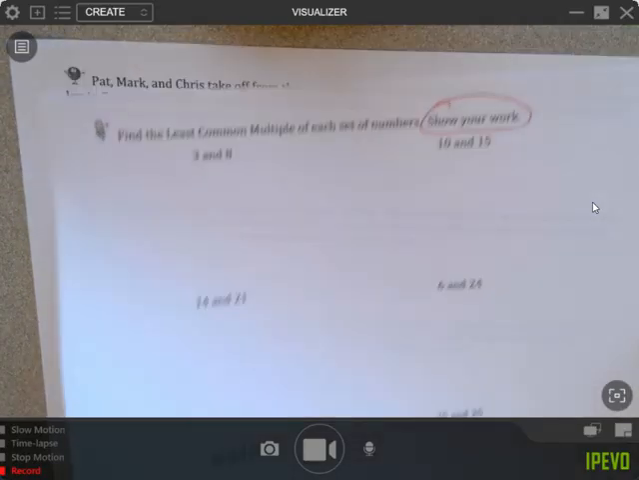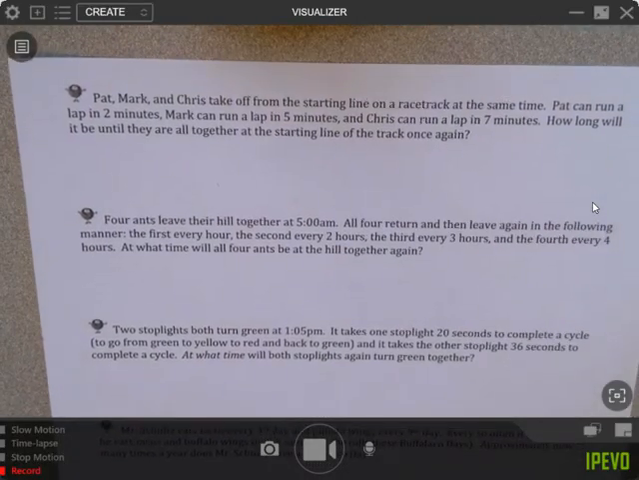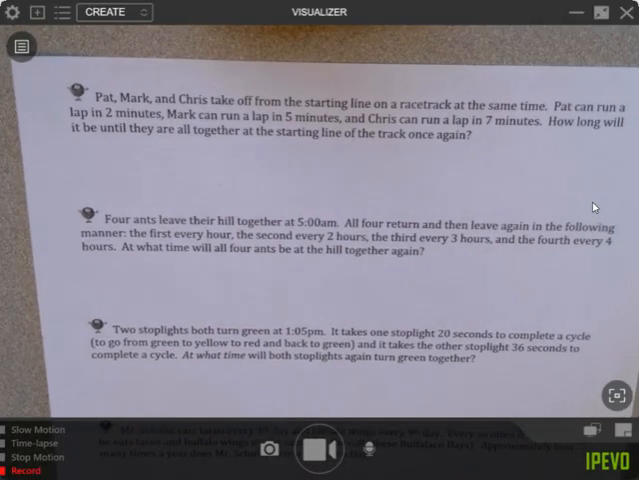Our third page, just like with the greatest common factors, you're doing the same work even though they put words in with it. Okay? We're finding the least common multiple. There might be a second question. Make sure you're answering the question that it is asking. Does that make sense?